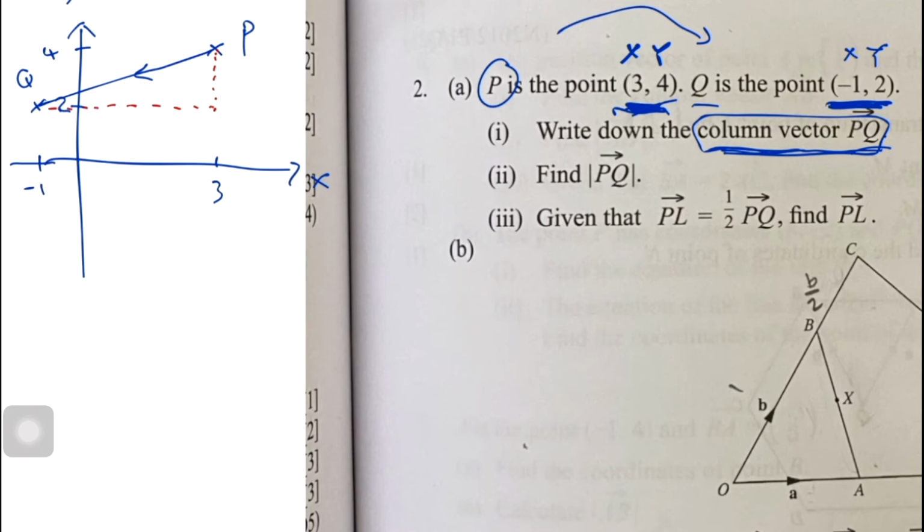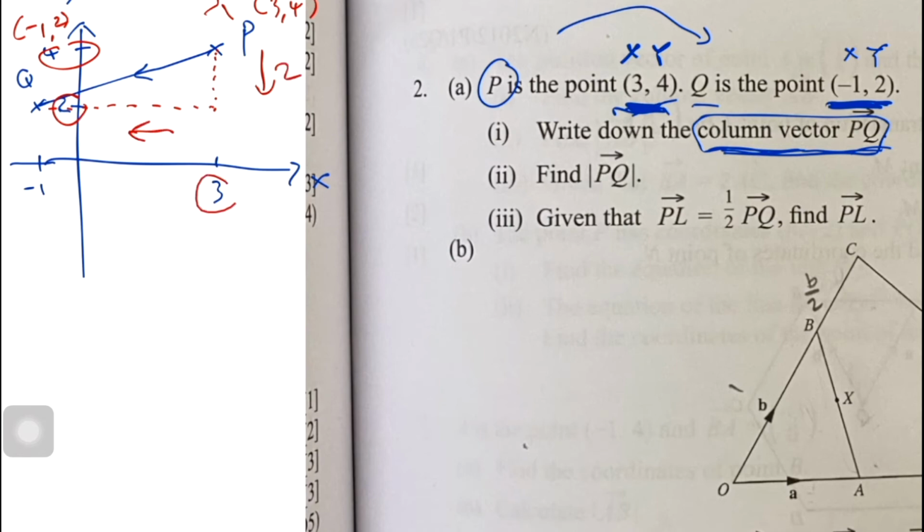Imagine you're blindfolded. How to draw blindfolded? What would you tell yourself? Move down how many steps? P is (3, 4). Q is (-1, 2). How many steps must you move down? From 4 to 2, so go down 2 steps. Then go left how many steps?